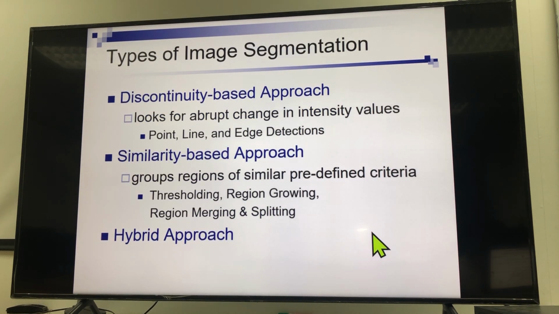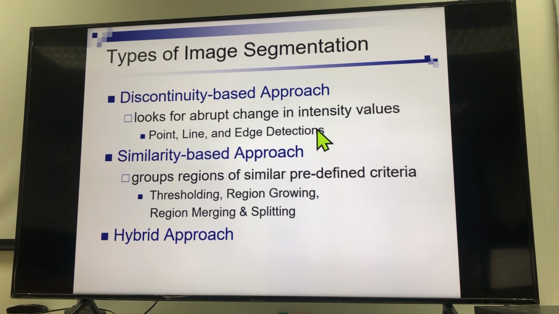There are three different approaches. The first approach is called the continuity-based approach. Basically it finds anywhere in the image where there is an abrupt change of intensity. Continuity means that where there is a change, it should separate the image. So basically it's the point detector, the line detector, and the edge detector.